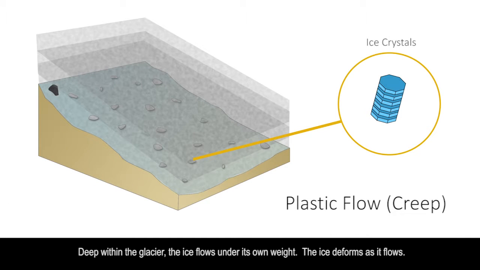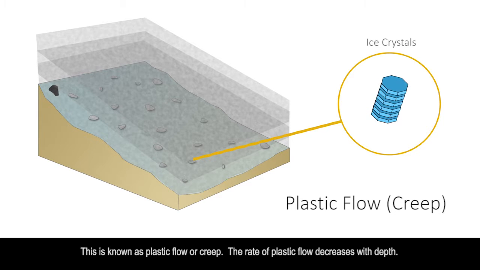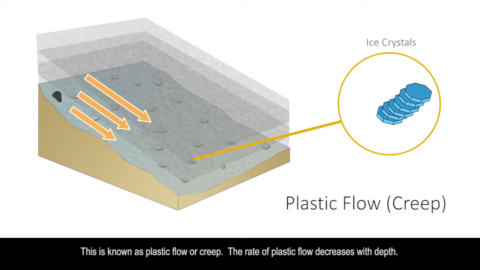Deep within the glacier, the ice flows under its own weight. The ice deforms as it flows. This is known as plastic flow or creep. The rate of plastic flow decreases with depth.